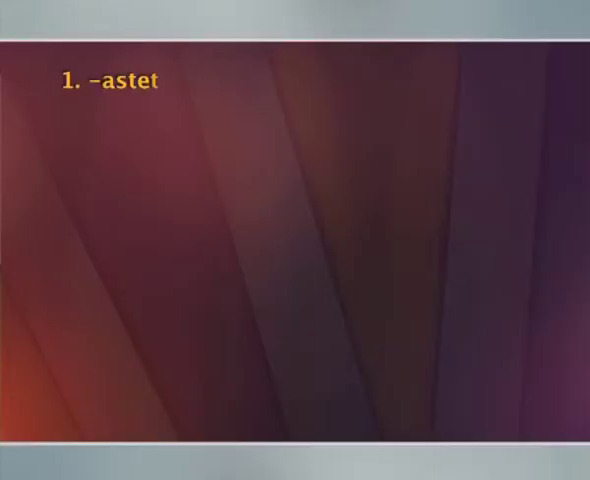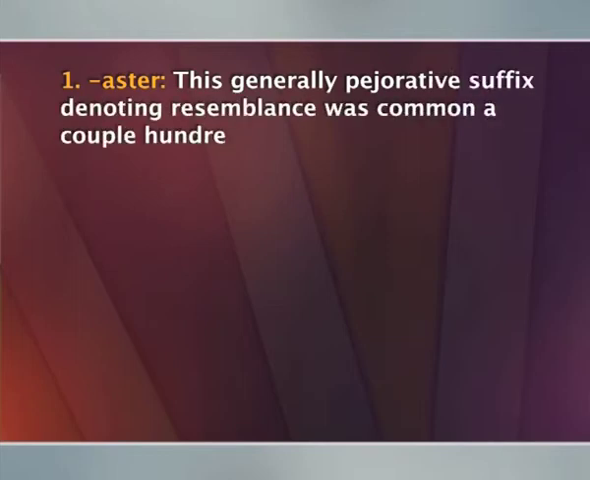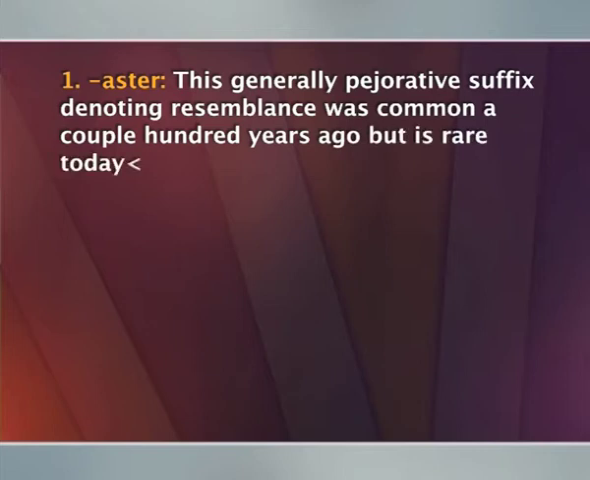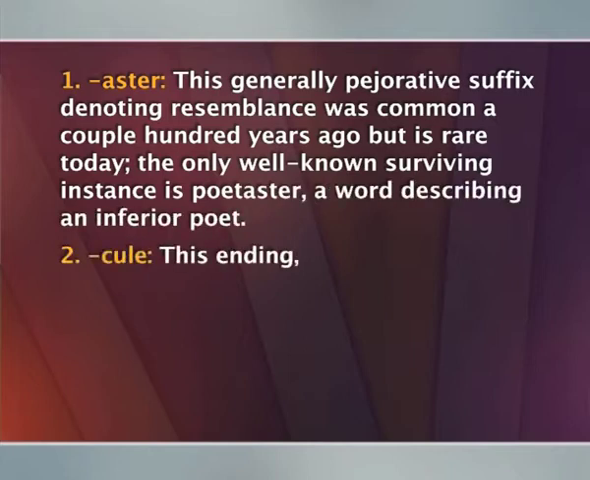There are a number of ways to alter a word and turn it into words of affection, diminishing the size of the object or even belittling a person or things. Some of these ways are: 1. Aster. This generally pejorative suffix denoting resemblance was common a couple hundred years ago, but is rare today. The only well-known surviving instance is poetaster, a word describing an inferior poet.